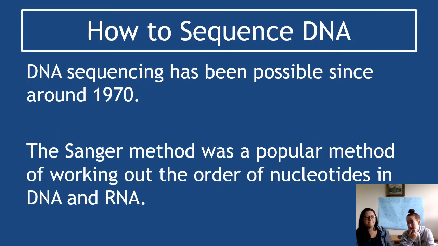Okay, so in terms of sequencing DNA, it's something that's been possible since around 1970. The Sanger method was one of the most popular methods of working out the order of nucleotides in DNA and RNA, and I believe there is a video link in the SWAY if you were interested in finding out more about this. It's really clever. The idea about DNA sequencing is working out the order of the bases. So taking a person and saying, right, your gene is A, C, C, C, C. I'm not going to go for thousands of those bases, but basically working out the order of the bases that should spell out a gene.